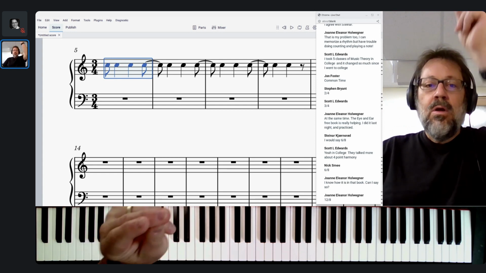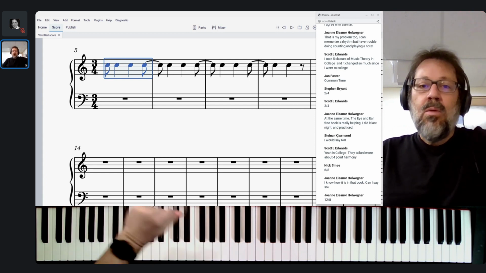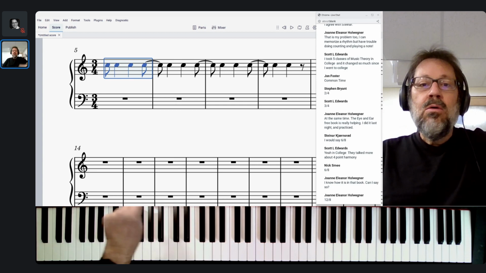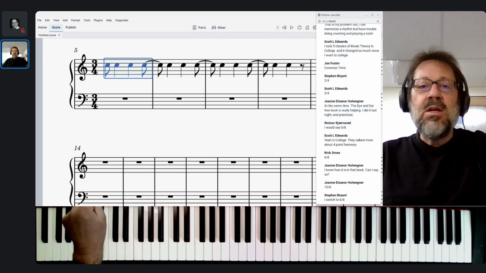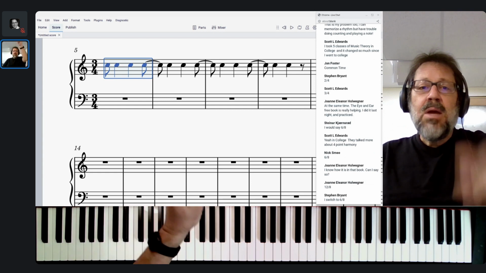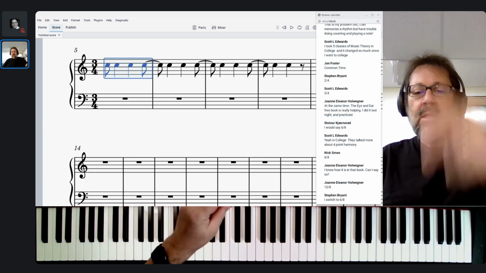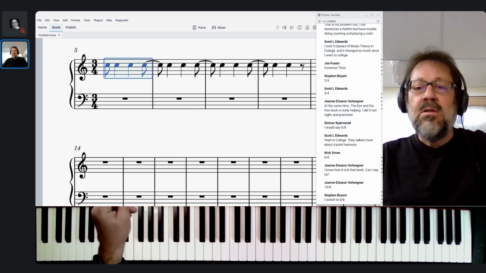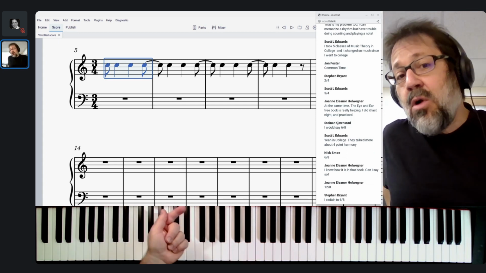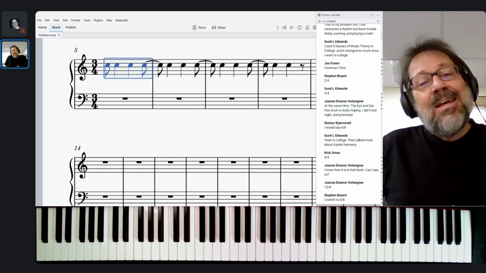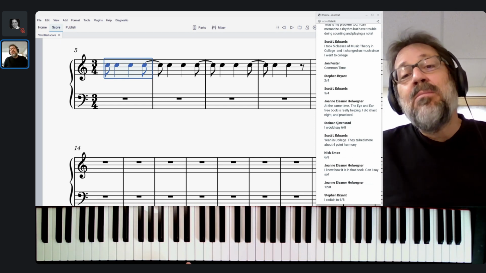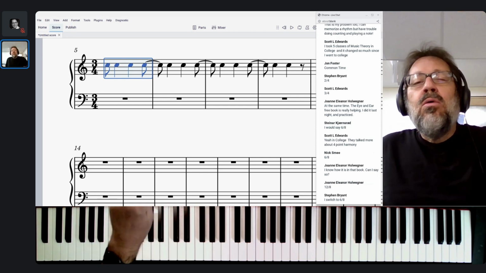Here's 2/4. 1, 2, 1, 2. Row, row, row your boat gently down the stream. Merrily, merrily, merrily, merrily, life is but a dream.